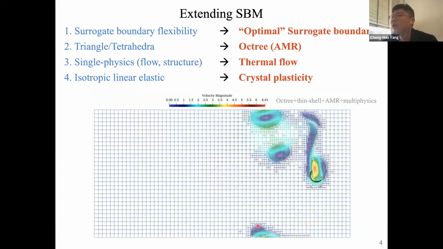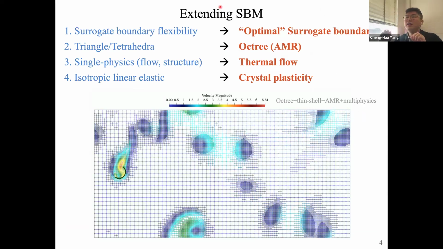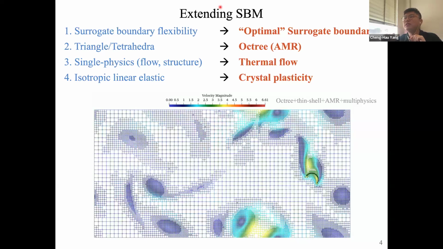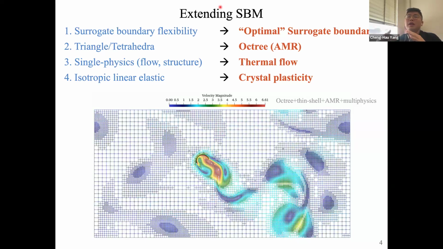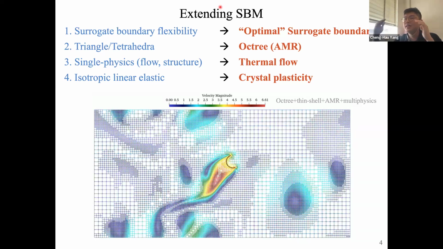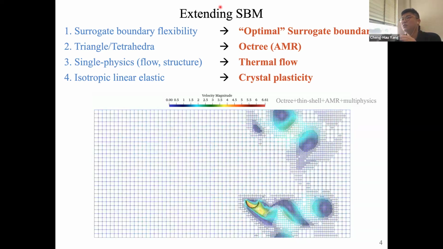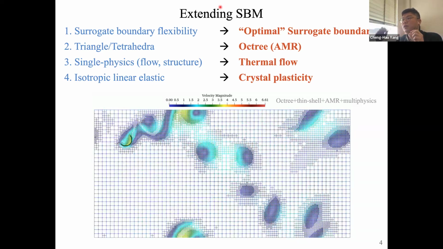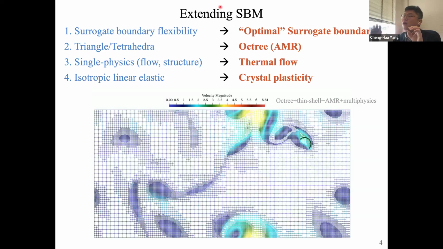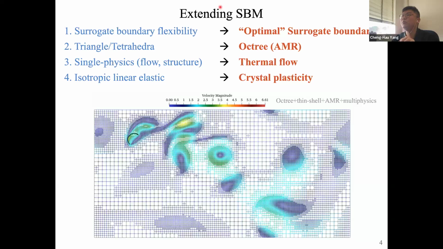So most of my PhD work and my postdoc work are focused on extending the shifted boundary method. First of all, the shifted boundary method is unlike the other immersed boundary methods. The other immersed boundary methods apply the boundary condition on the true boundary, so it's exact. However, the shifted boundary method has the flexibility to choose the surrogate boundary. So this gives us an idea: could we have a surrogate boundary, which we call the optimal surrogate boundary, that can help us reduce the error in the shifted boundary method?